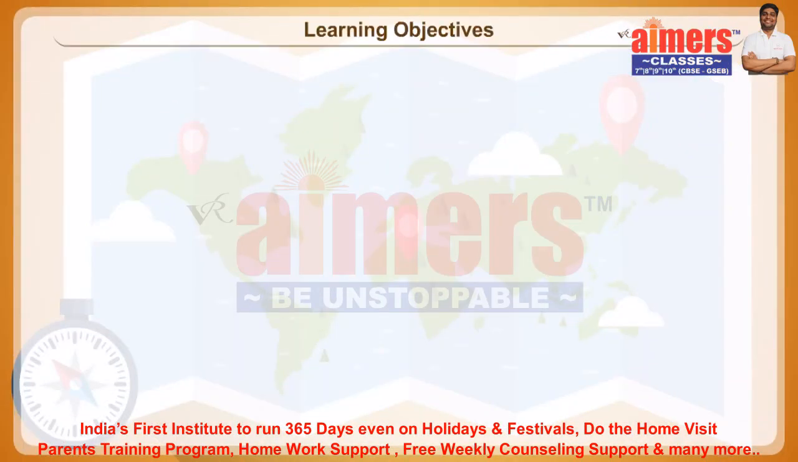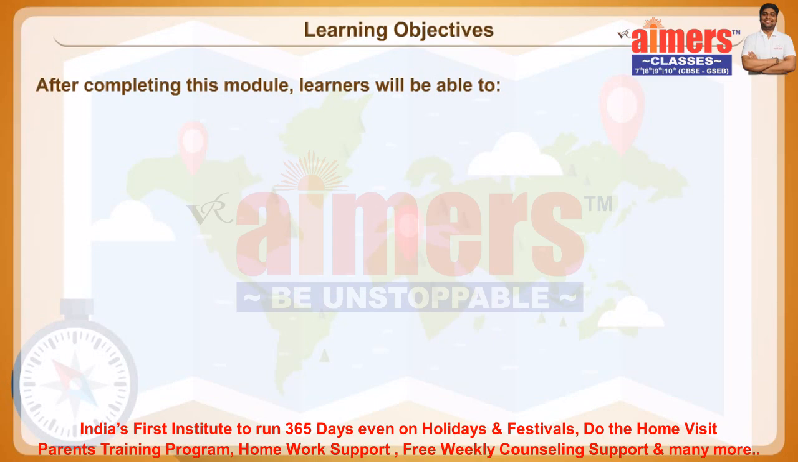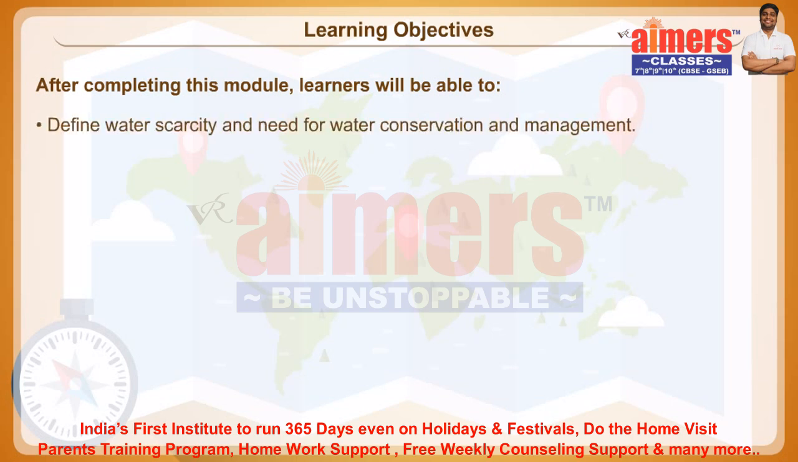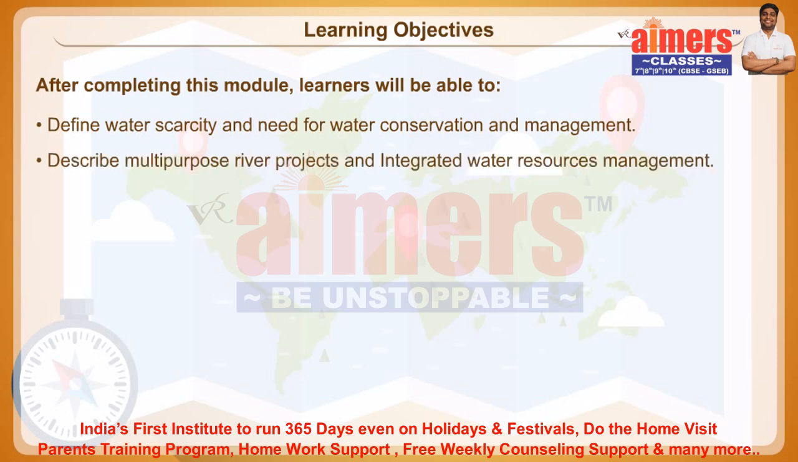Learning objectives. After completing this module, learners will be able to define water scarcity and need for water conservation and management, describe multi-purpose river projects and integrated water resources management, and describe rainwater harvesting.